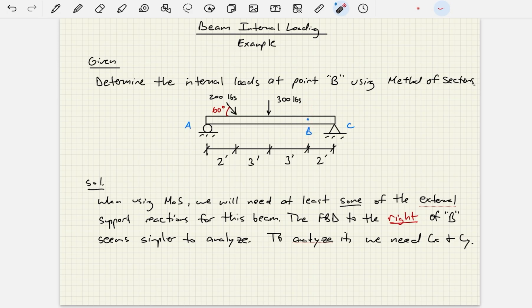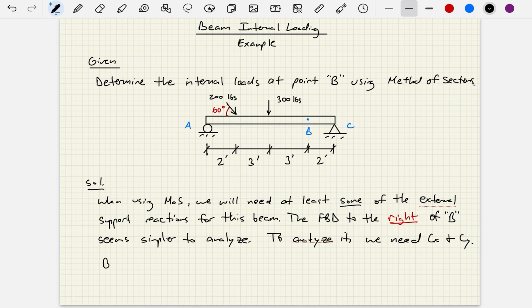Okay, now again, if we wanted to look at a left free body diagram, what would we need? We would need AY, okay? But again, we only really need what's happening at C if we look at a right free body diagram. All right, so let's do that. Let's go ahead and draw a free body diagram of the whole system first and solve for the reactions, okay?